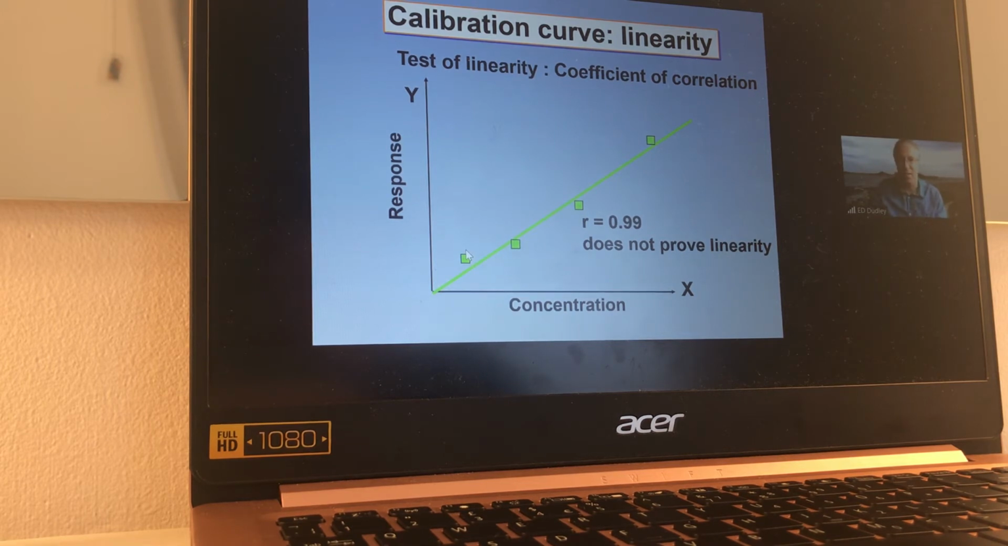If you look at this data, you can generate a straight line and force a straight line through it, and it gives you a coefficient of correlation. Actually, this data, if you walk through the points, is actually a curved line. And so R being 0.99 doesn't necessarily tell you it's linear. You have to draw the curve to show what's actually happening with the data points.